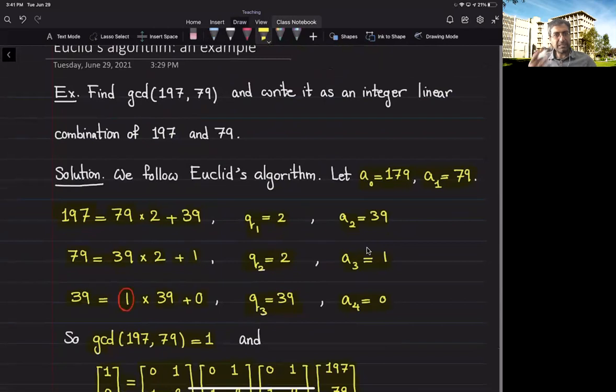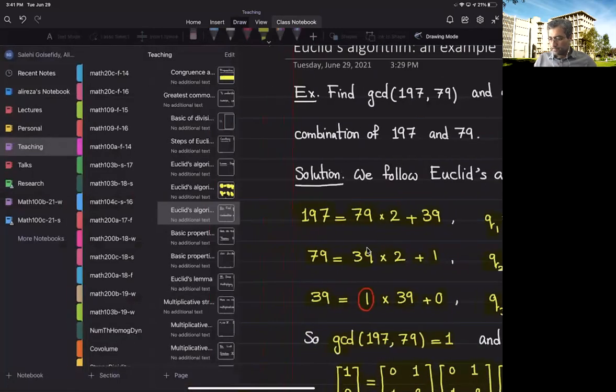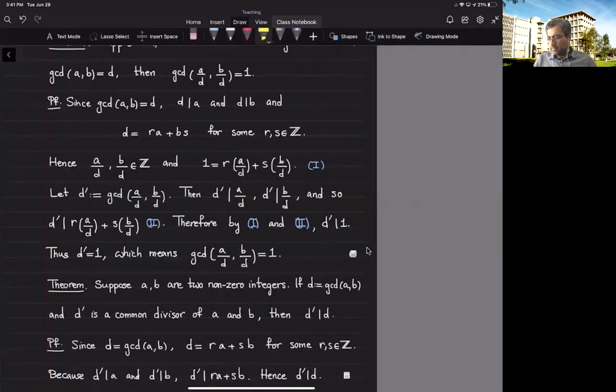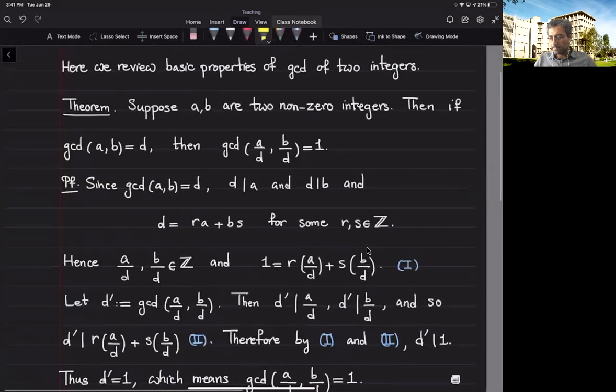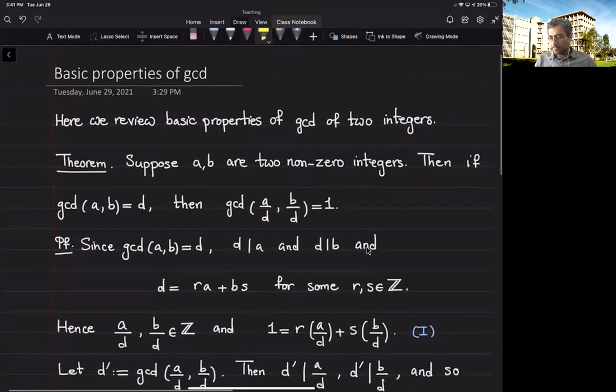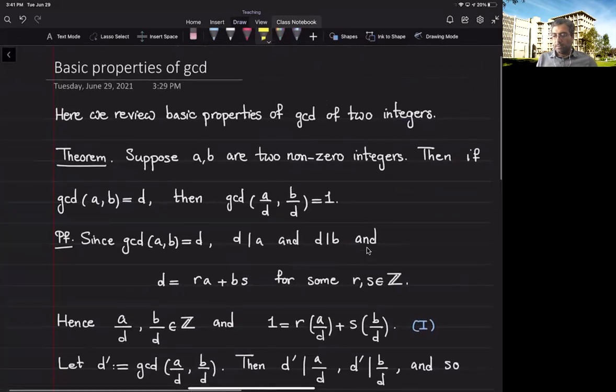Now we see how we can use Euclid's algorithm in order to find solutions to certain Diophantine equations, linear Diophantine equations. Now let's see basic properties of GCD. The following theorem actually is an important theorem about GCD. It's quite intuitive, but the proof is a bit subtle.